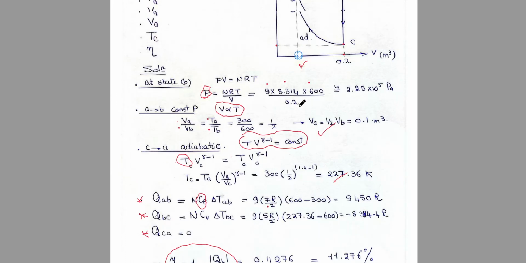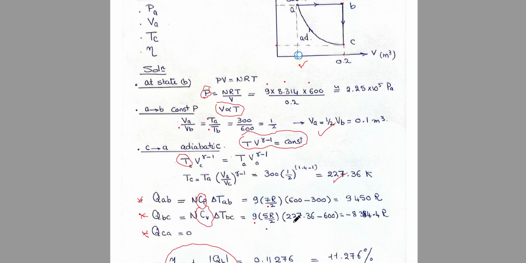Then we will calculate Q from B to C. The process from B to C is constant volume, so the heat energy can be calculated as nCV delta T. Now you put the number of moles and use CV, which is 5R over 2 for a diatomic gas.